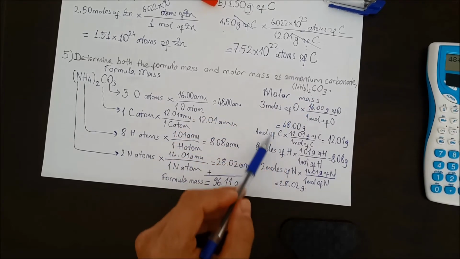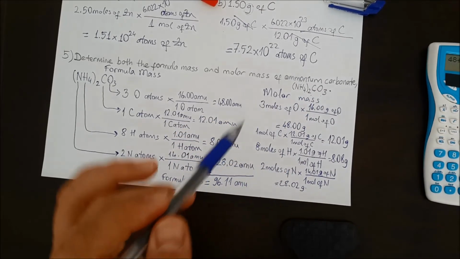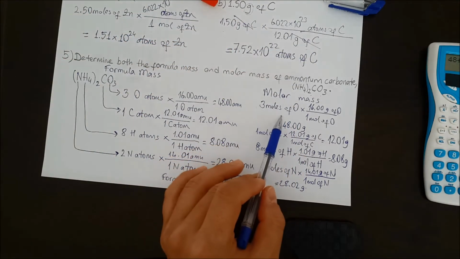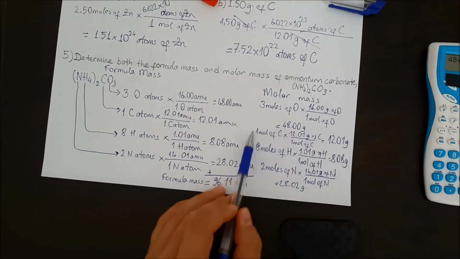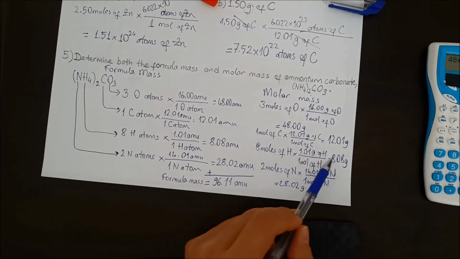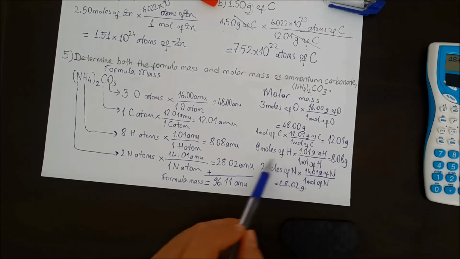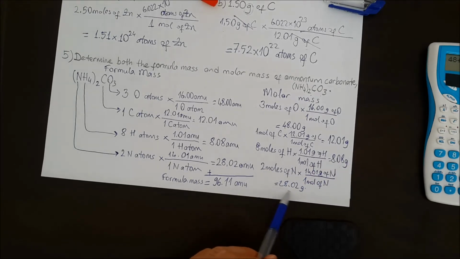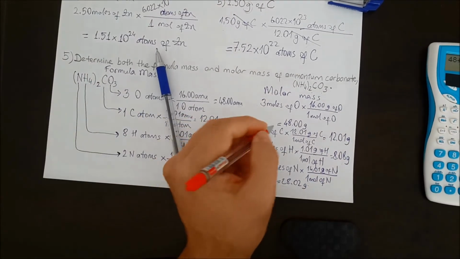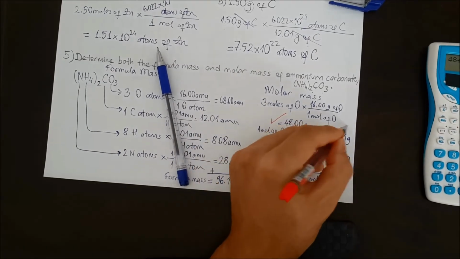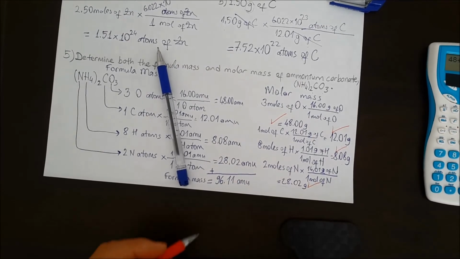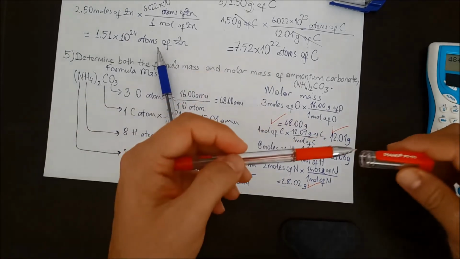I convert moles of each element existing in this compound to their masses. 3 moles of oxygen makes 48 grams, 1 mole of carbon makes 12.01 grams, 8 moles of hydrogen make 8.08 grams, 2 moles of nitrogen make 28.02 grams. When you sum this mass of oxygen, this mass of carbon, this mass of hydrogen, and this mass of nitrogen, you will get the molar mass of this compound.